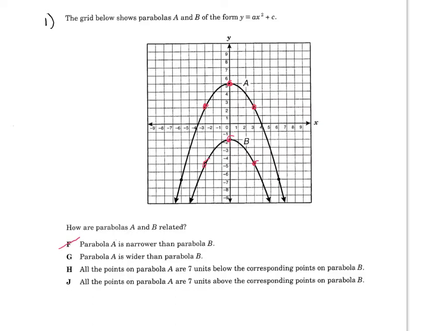Moving on to G. Parabola A is wider than parabola B. You can see again that there is no change in the narrow or wide part of it.